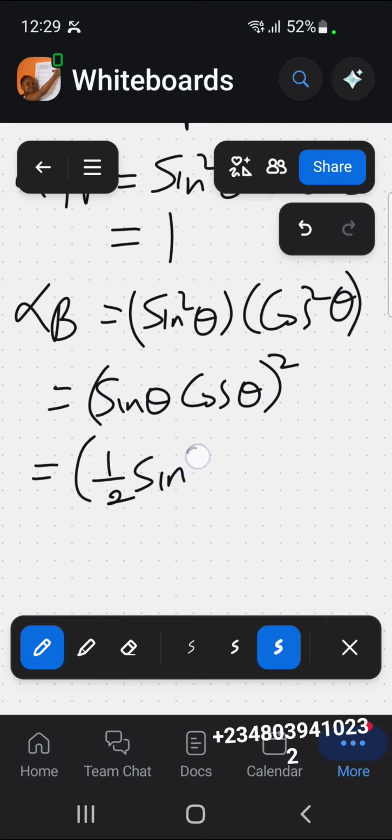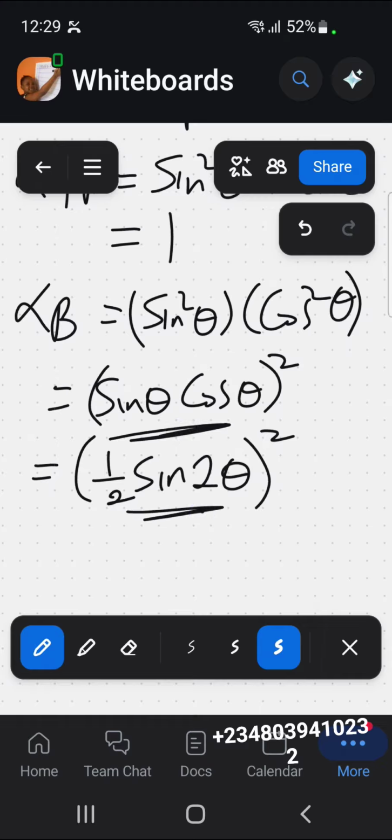half sine 2 theta. Remember, this square is there. It is just this that is equal to this. So this and this, they are the same. That's what we call a trig identity. So alpha beta is the same thing as this.